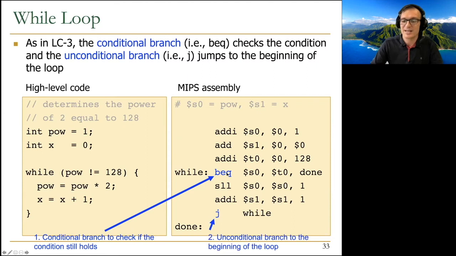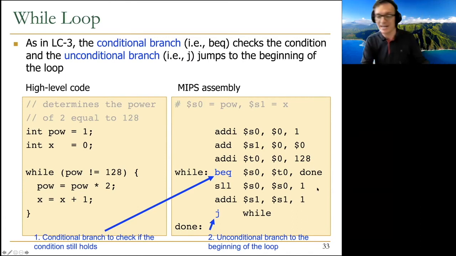And then there's an unconditional branch to the beginning of the loop. So we execute the loop once, and then unconditional branch, and then we check the loop exit condition again, whether the power is not equal to 128. If the power is equal to 128, then we are done. If the power is not equal to 128, we execute that iteration of the loop, multiply power by 2, increment x by 1, and then go to the beginning of the loop and check if power is equal to 128 again. You keep doing this until power is equal to 128.